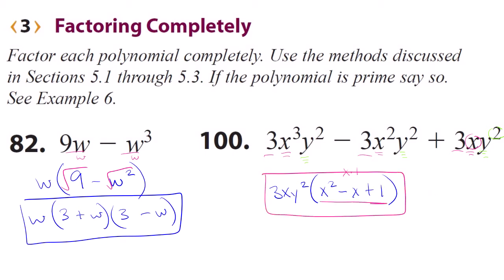Okay, so remember, this is prime, and so that means that we can't do anything else, right? We don't say prime for the whole thing because this was able to be factored to this, but from here on down, we can't do anything else, so we just leave it.